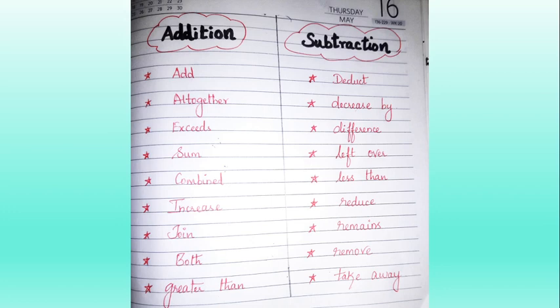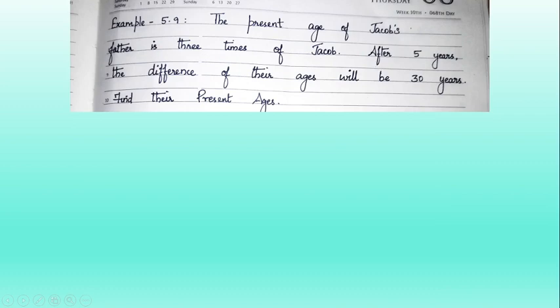And suppose you find terms like deduct, decrease by, difference, leftover, less than, reduce, remains, remove, take away. If you find these terms, you have to use the arithmetic operation called subtraction. That is, you are going to use the minus sign over there. So let's see example 5.9 from chapter number 5.